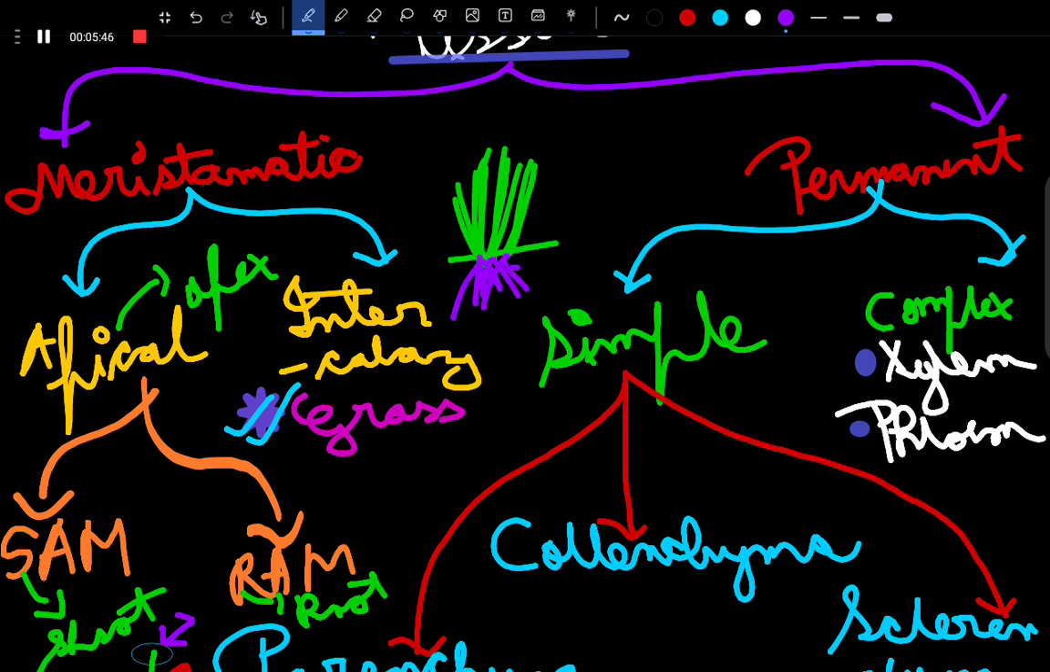Yes. Now, let us just mark them, the diagram, that this is the diagram of the grass and nothing else.